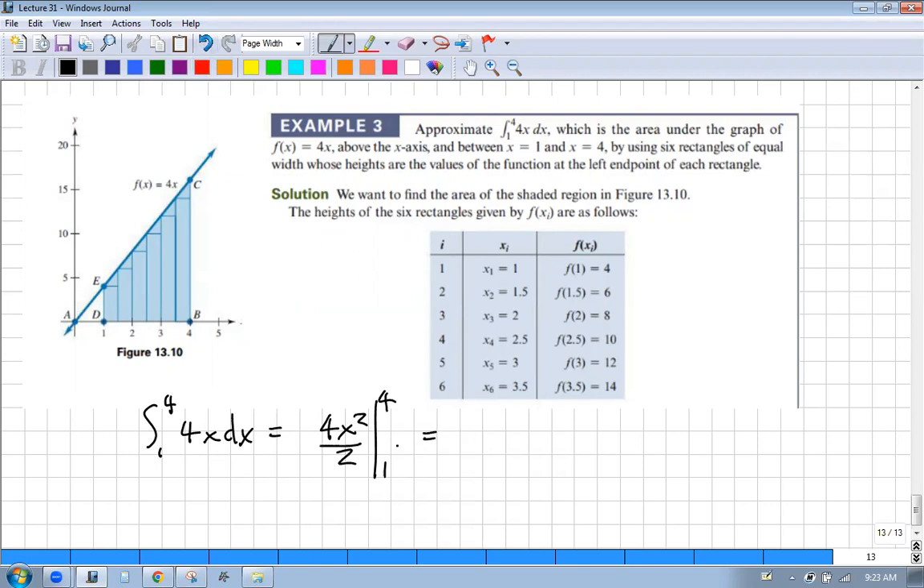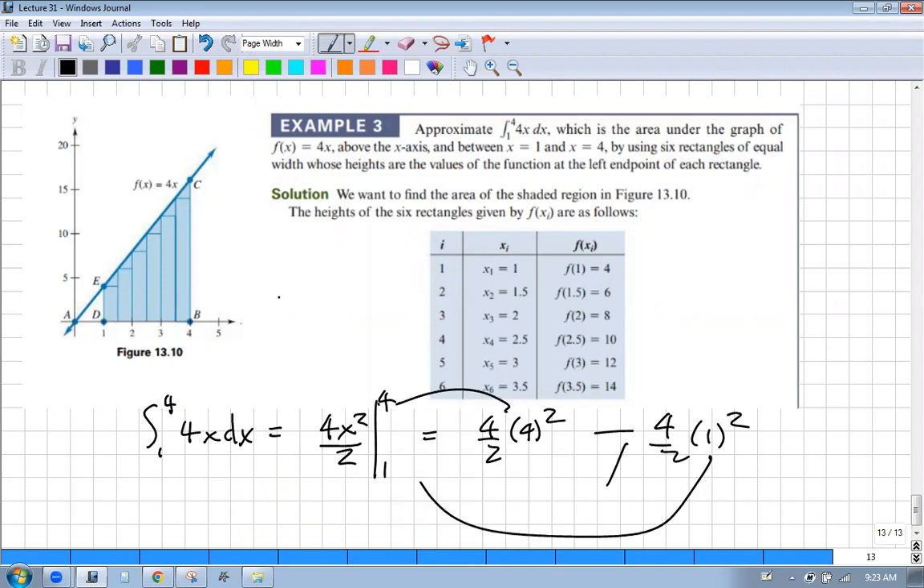Then what you do is plug in the top number, subtract, and then plug in the bottom number. If these limits aren't here, you're done, right? If they are there, you need to evaluate your function from 1 to 4, which means plug in the 4, subtract, and then plug in the 1, and you're going to get a number. That number is exactly the area underneath the curve from 1 to 4.